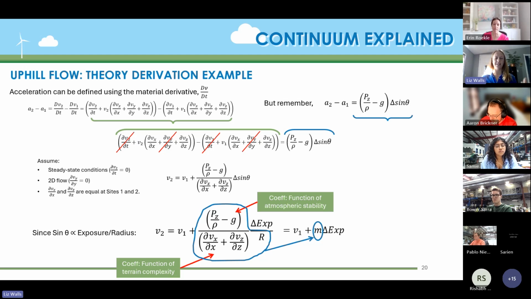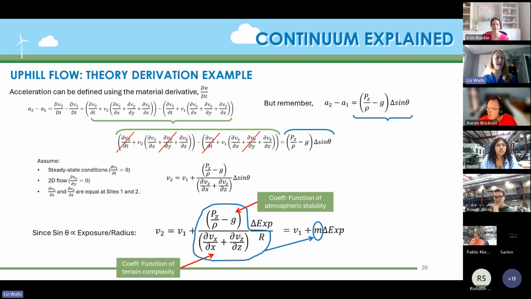And so when you do that, the equation simplifies to the wind speed at site 2 is equal to the wind speed at site 1 plus this term on top that has to do with the vertical pressure gradient force. And as Aaron mentioned, it's related to atmospheric stability. And then on the bottom is the wind speed variability in the X and Z directions, and that is related to terrain complexity. And so we can swap out the sine theta for exposure.